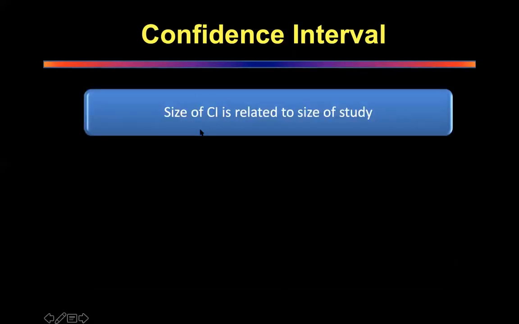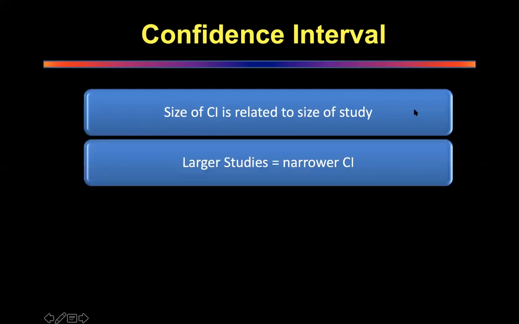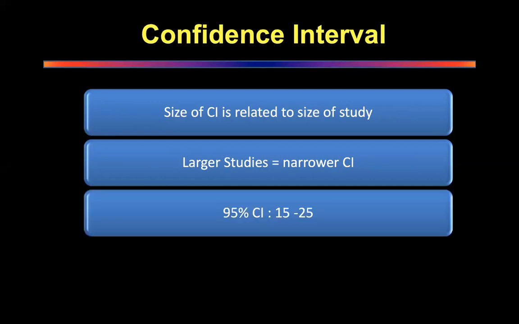So the size of the confidence interval is related to the size of the study. The larger the study, the narrower the confidence interval. Because really you want a very narrow confidence interval to be more sure. 15 to 25 is a wide confidence interval because the sample population was small. In a general population, if you can narrow it down to 18 to 22, then you have more chance of success of the drug. So that's why you do a larger study. The larger the study you do, the more narrow you can make the confidence interval.